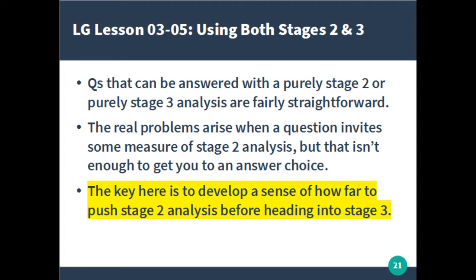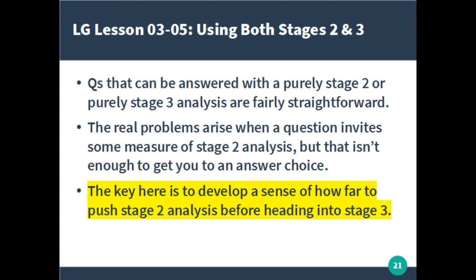Questions that can be answered with purely stage 2 or purely stage 3 are fairly straightforward. A little cumbersome, maybe, yes, but they're straightforward. You're looking at just the information from the question stem in stage 2, and then in stage 3 you're looking at pretty much just the information from the answer choice that you're testing. It's pretty simplistic that way. The real problem is when a question invites some measure of stage 2 analysis, but that isn't enough to get you to an answer choice. So you're starting a question, it gives you a little hint in the stem, and so you start working on it, but there are a lot of possibilities. And you start to worry that if you don't try them out, you're not going to see it coming, you're going to get it wrong.